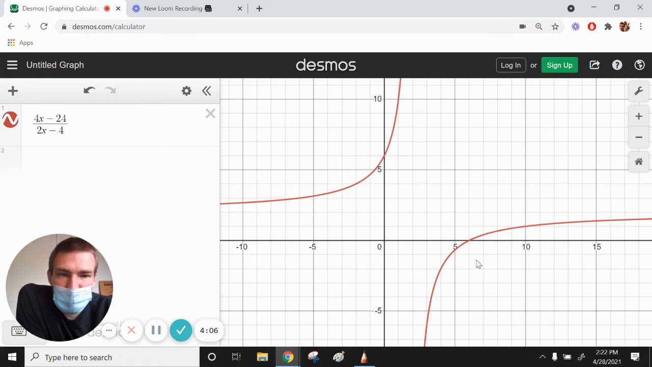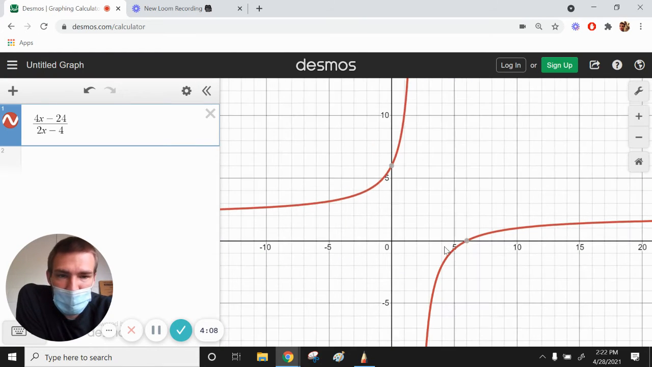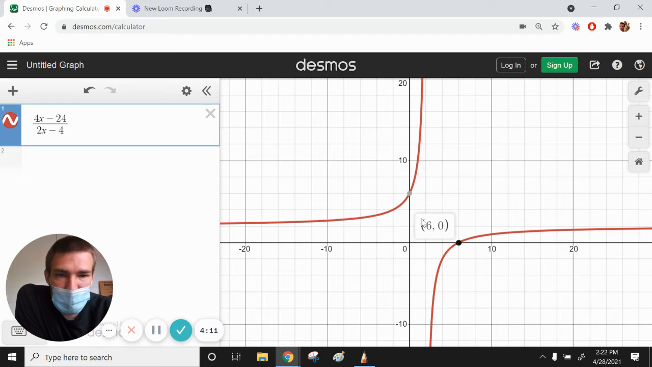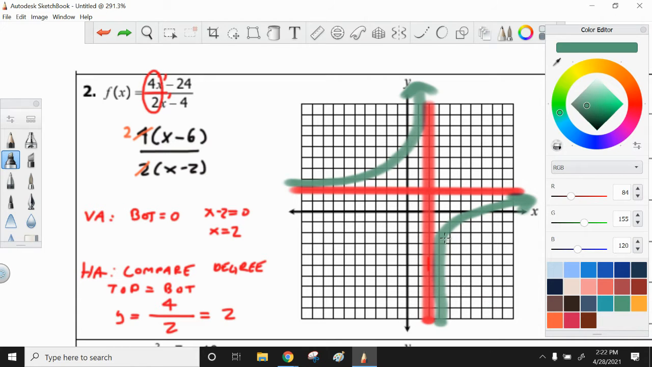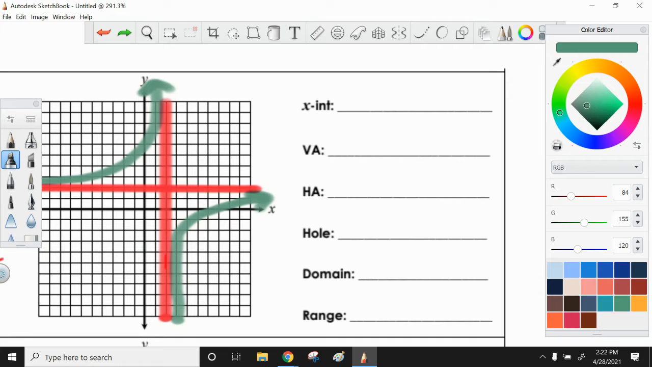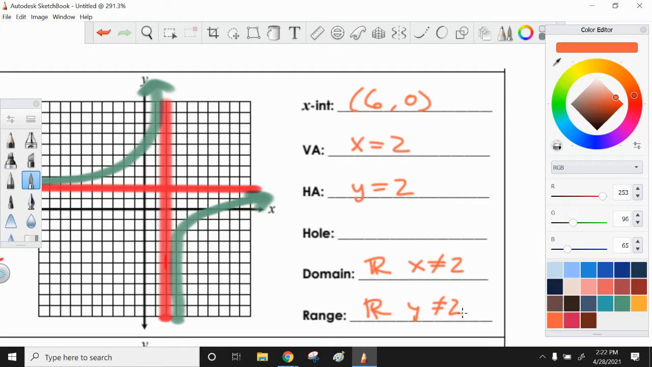So going back to Desmos, I can also figure out what my x-intercept would be. Obviously, right there, it's with the dot. The y-intercept, not as important, but it would be easy to find as well. 6, 0. So going back here, I've got a ton of information now, right? I can go for my vertical asymptote, x equals 2. My horizontal asymptote, y equals 2. My x-intercept, 6, 0. I can go for my domain, all real numbers, x not equal to 2. My range, all real numbers, y not equal to 2.